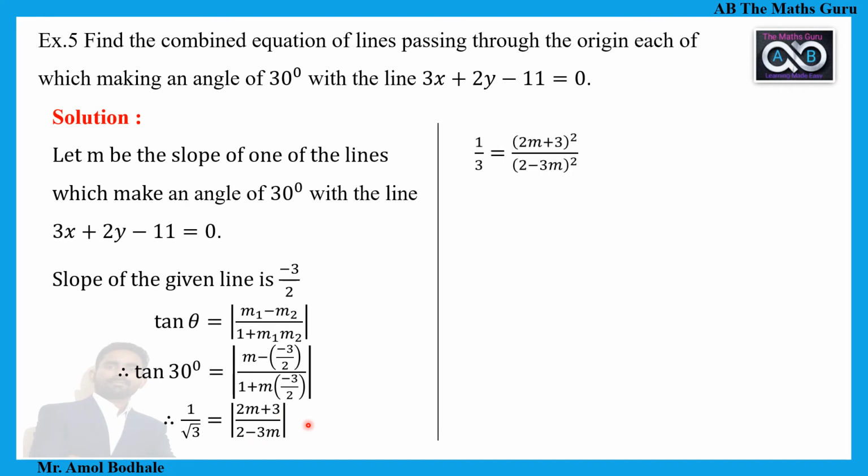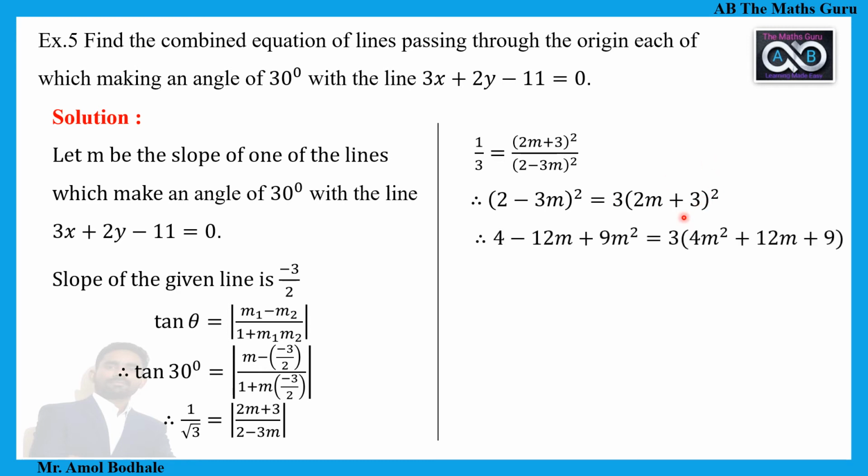So if we take the square on both sides, we get 1 by 3 is equal to 2m plus 3 bracket square upon 2 minus 3m bracket square. So if we take the cross product, we get 2 minus 3m bracket square equal to 3 into 2m plus 3 bracket square. So if we expand this square, we get 4 minus 12m plus 9m square is equal to 3 into 4m square plus 12m plus 9. If we multiply by 3 here, we get 4 minus 12m plus 9m square equal to 12m square plus 36m plus 27. Let's shift this term on this side.